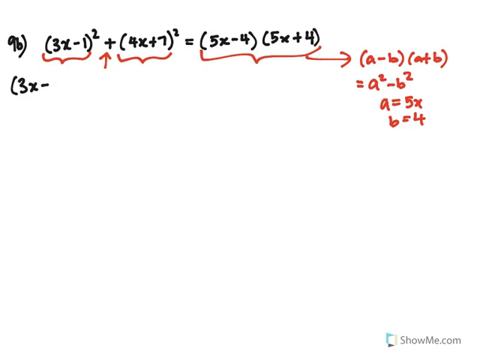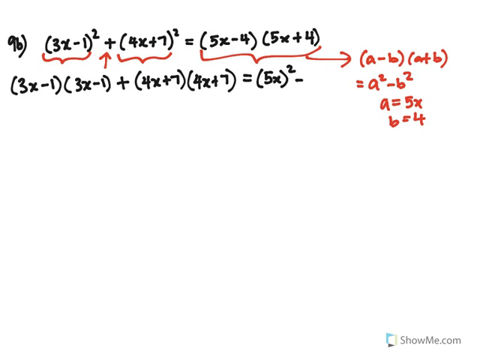So you get 3x minus 1, 3x minus 1 repeated twice. The plus sign is there, 4x plus 7, and 4x plus 7. Now on the right hand side, as we know, we just have to do 5x squared. Make sure you put the bracket, minus 4 squared. So let us expand this on the other side. Remember, break up first bracket, keep the second.